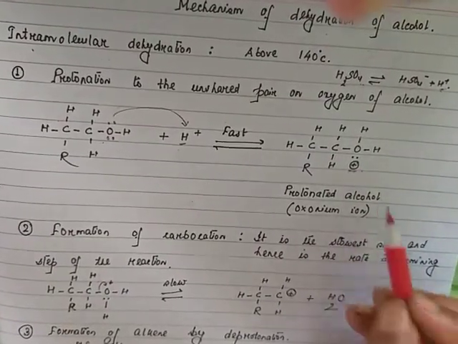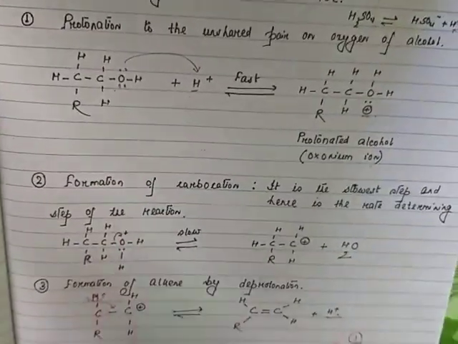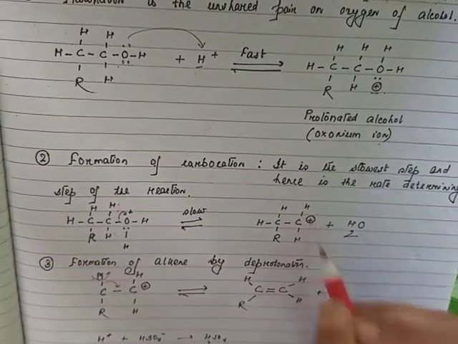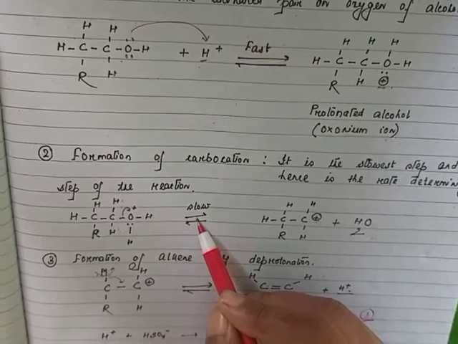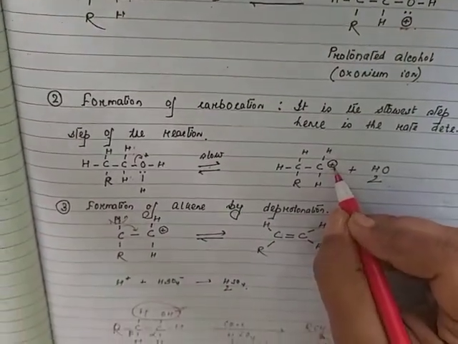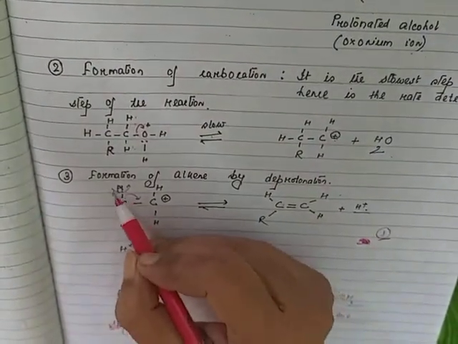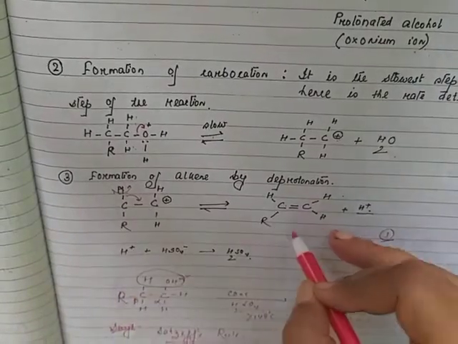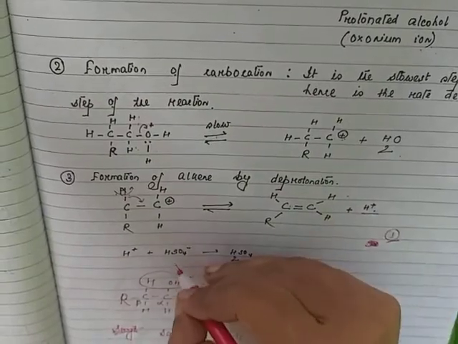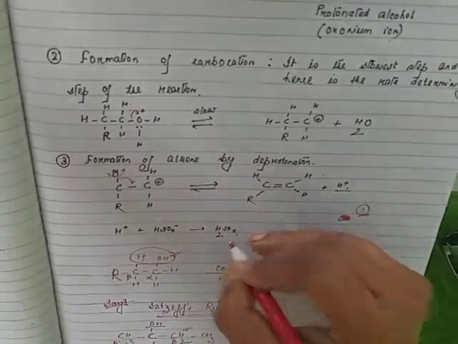This protonated alcohol goes through a slow dehydration process and forms a carbocation over here. Since it is the slowest step, it is the rate determining step also. Once this carbocation is formed, it releases hydrogen and takes up the bond to form the corresponding alkene. And the H plus so formed takes up the conjugate base HSO4 minus and forms sulfuric acid.